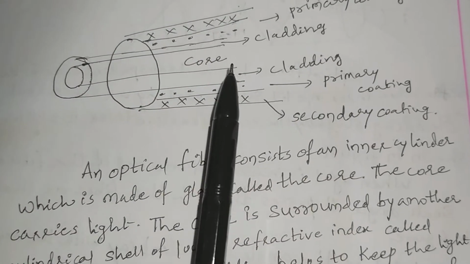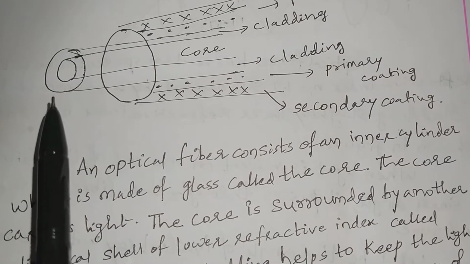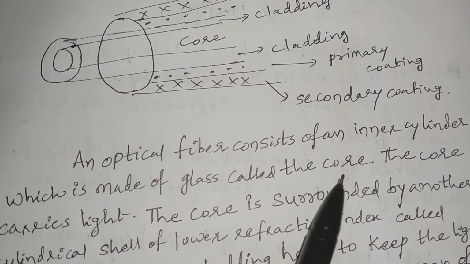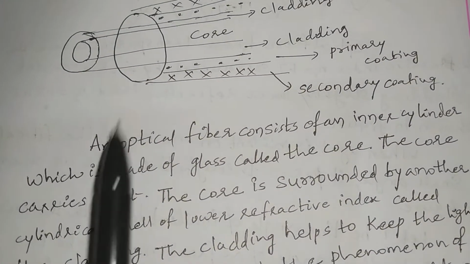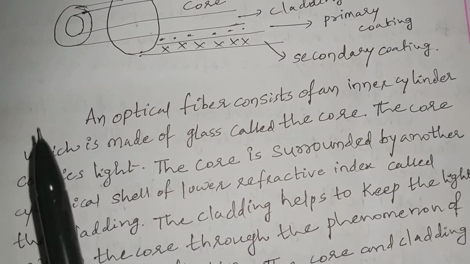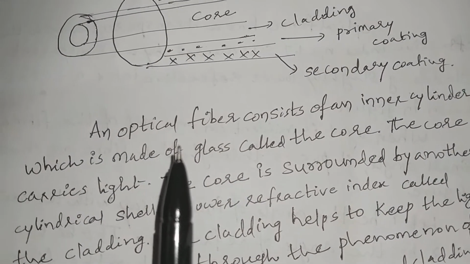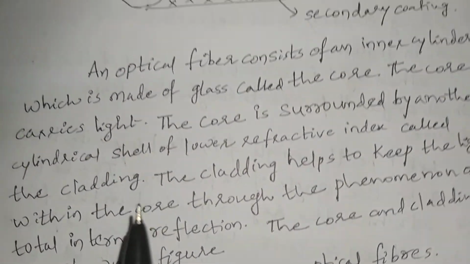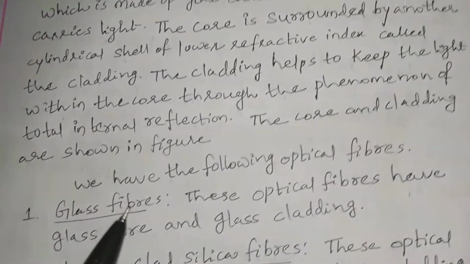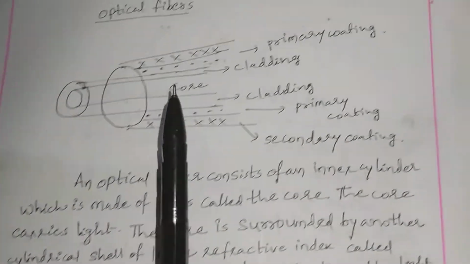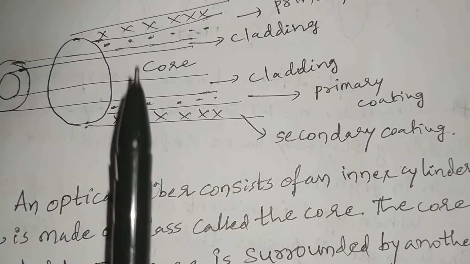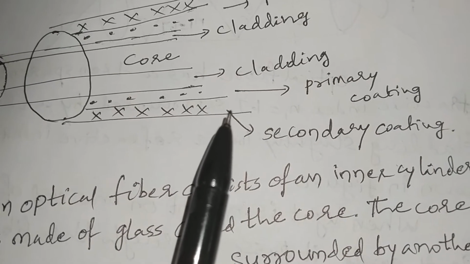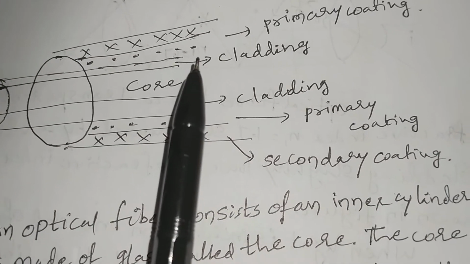An optical fiber consists of an inner cylinder made of glass called the core. The core carries the light, which is the function of the core. The core is surrounded by another transparent material of lower refractive index called cladding. The cladding helps to keep the light within the core through the phenomenon of total internal reflection. The core and cladding are shown in the figure. The inner part is the core, the outer part is the cladding. See here the cladding, primary coating, secondary coating.